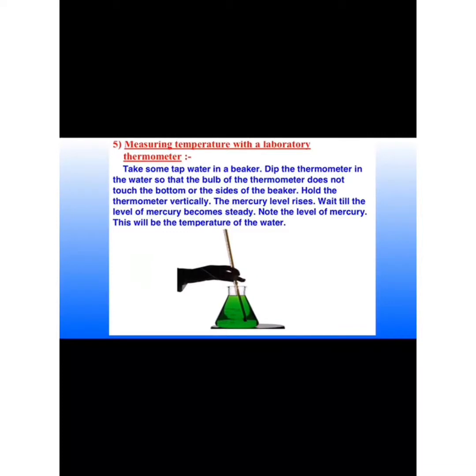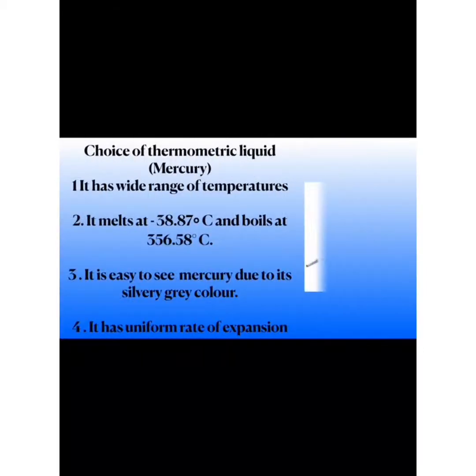Now let's see how it can be used. Take some water in a beaker. Dip the thermometer in water so that the bulb of the thermometer doesn't touch the bottom or the sides of the beaker. Hold the thermometer vertically. The mercury level rises. Wait till its level becomes steady. Now, note down the level of the mercury. This will be the temperature of the water.